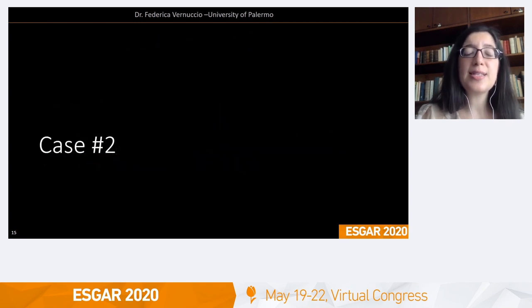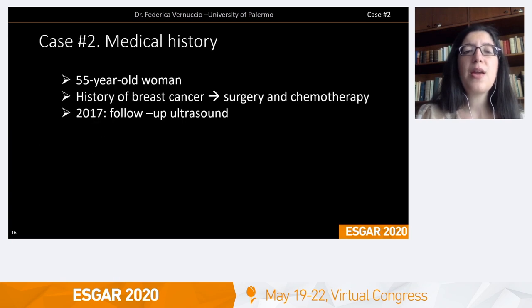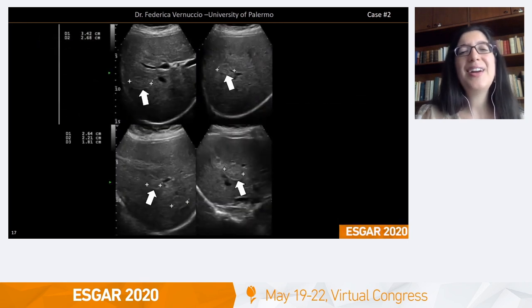And then let's move forward to the second case. For the second case, we have a 55-year-old woman with a prior history of breast cancer. The patient was operated and then she underwent chemotherapy. In 2017, she underwent a follow-up ultrasound, and here are the images of the follow-up ultrasound.